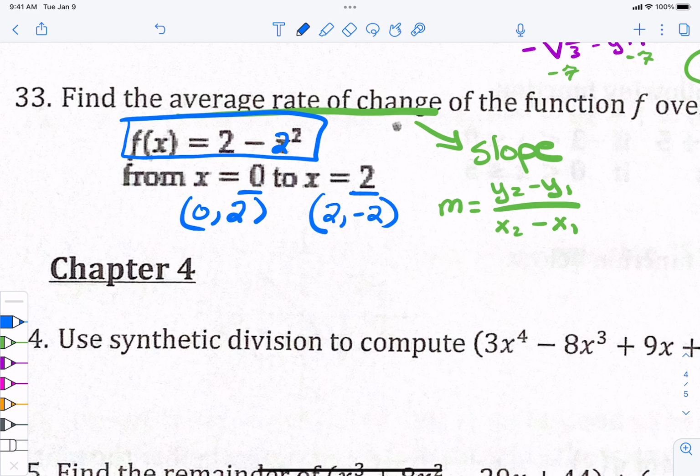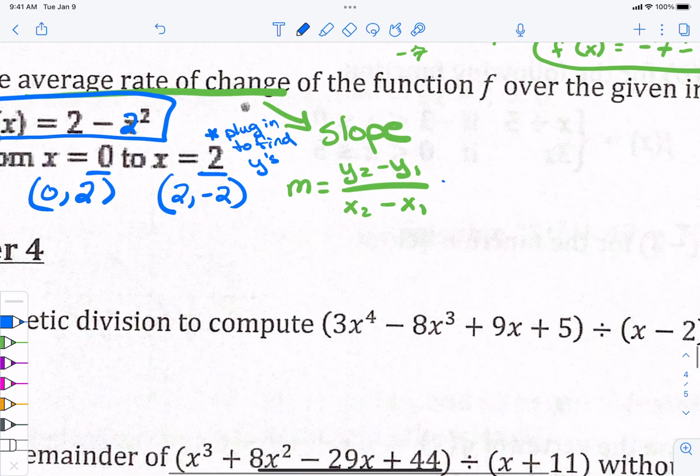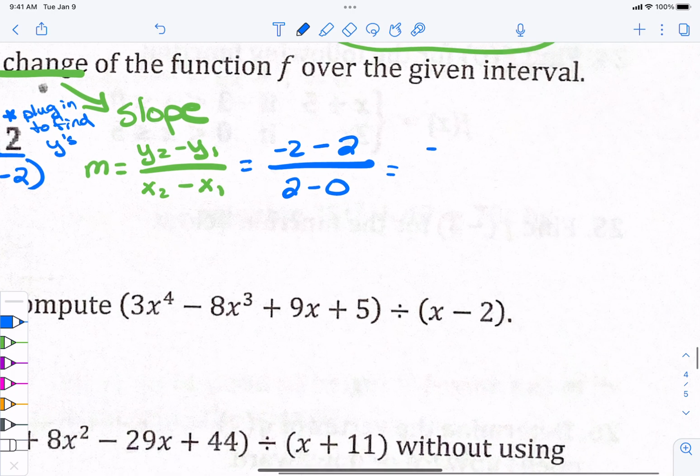Did you see what I just did? Okay, if you need to put, like, plug in to find the y's, you can. It's just a little reminder, like, when you look at this and you're like, where did that come from? Now we just do slope, right? What's your second y coordinate gonna be? Negative 2. Negative 2 minus 2 over 2 minus 0. Okay, that is negative 4 over 2, which is negative 2.